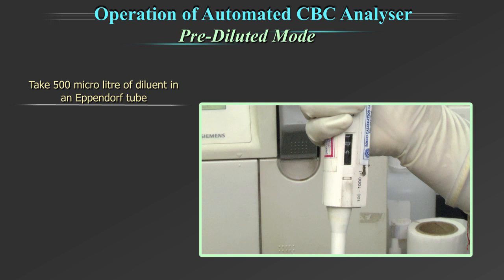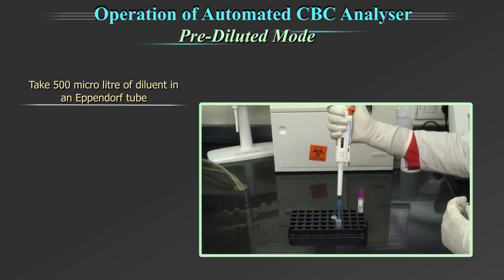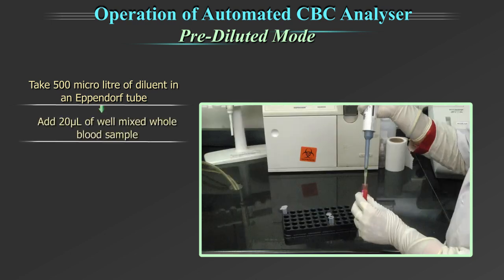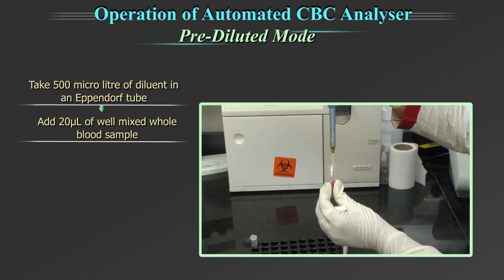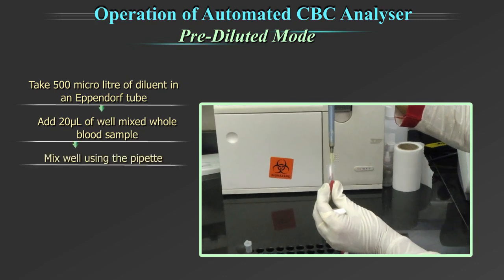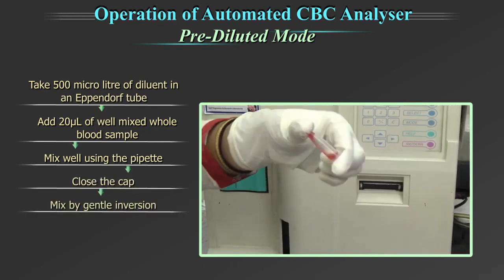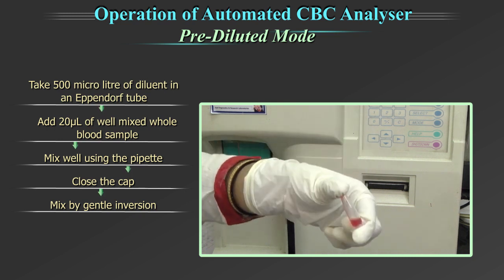Take 500 microliter of diluent in an Eppendorf tube using a pipette. Next, add 20 microliter of well-mixed whole blood sample using a pipette into the Eppendorf tube. Mix well using the pipette. Close the cap and mix by gently inverting the Eppendorf tube several times.